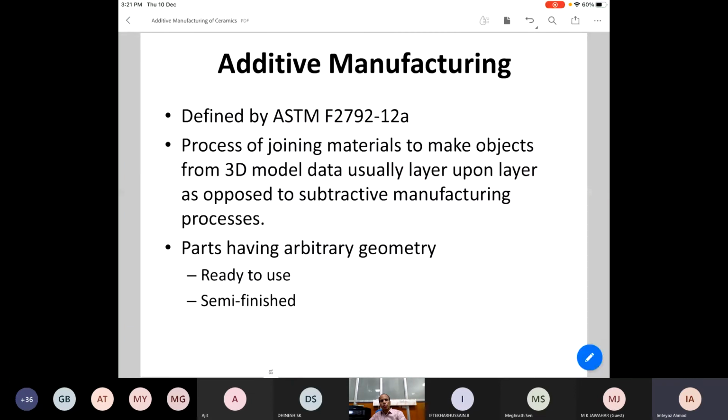Now, if you look at additive manufacturing, I'm sure you have already been introduced to additive manufacturing per se, and I will not repeat it. The only thing I wanted to say at this point is that parts having arbitrary geometry can be produced by additive manufacturing without producing much waste. That's a very important part. That's why many people keep additive manufacturing in the green manufacturing segment. You can also sometimes get semi-finished products, and in the case of ceramics, you almost always get a semi-finished product. I will tell you why.